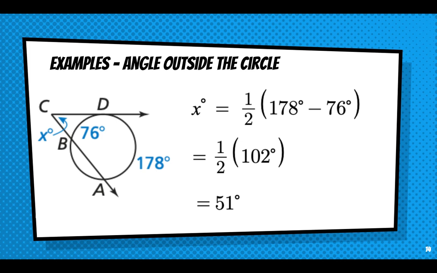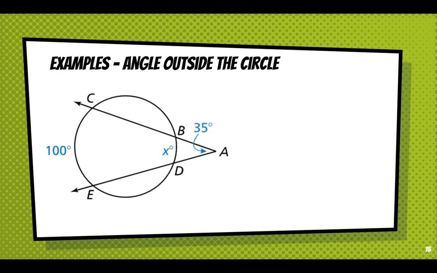But don't worry about it. If you put 51 degrees, that's fine. If you just put 51, that's also fine. I'll accept either one. Just explaining in case you wanted to know. So it's big minus little times 1/2. Here we go. Next example.